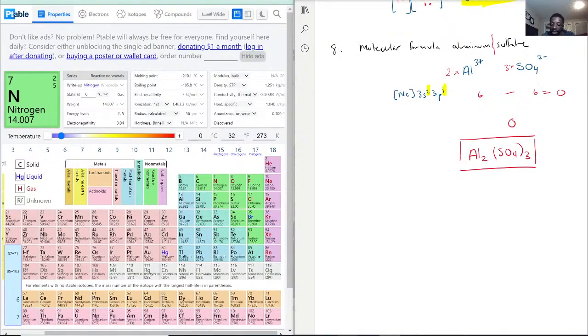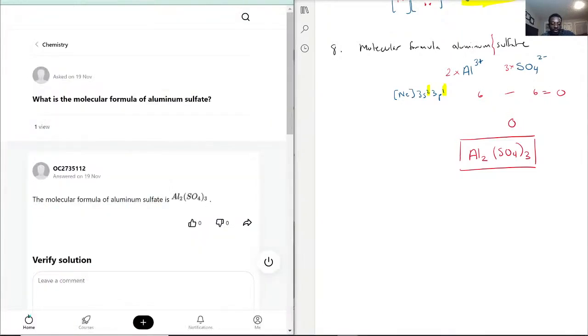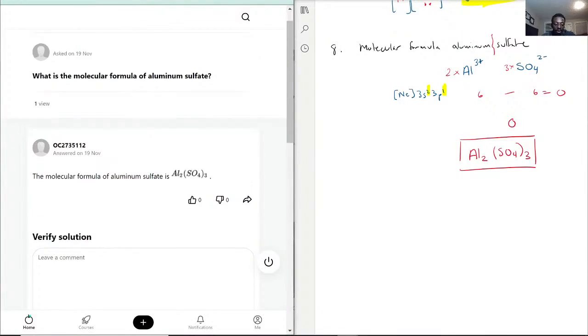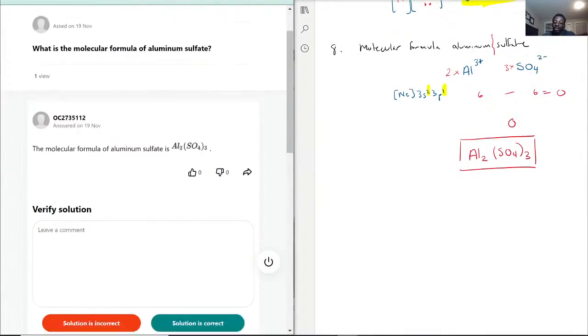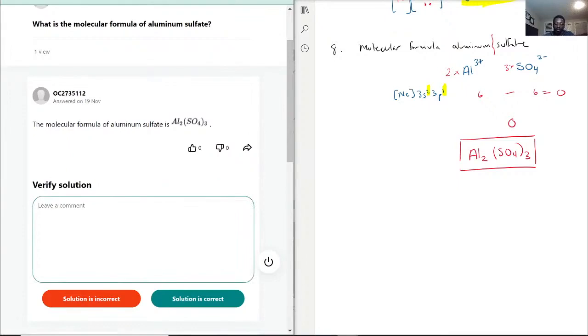Now, as you can see, Lance, we would have never gotten this and would have probably put the wrong values in different places. So let's see how we did. Yep. The molecular formula for aluminum sulfate is Al2(SO4)3. So this is correct.